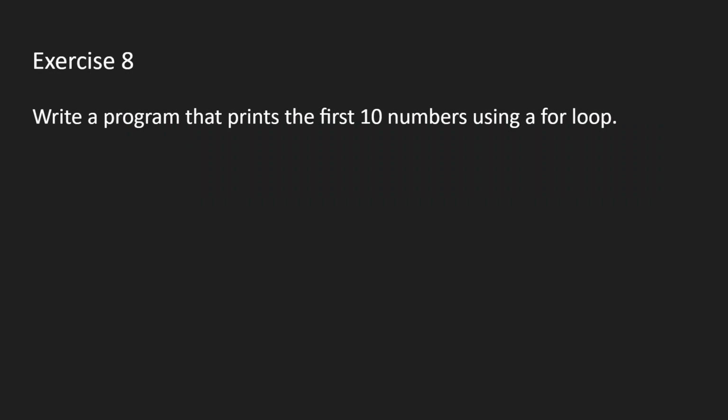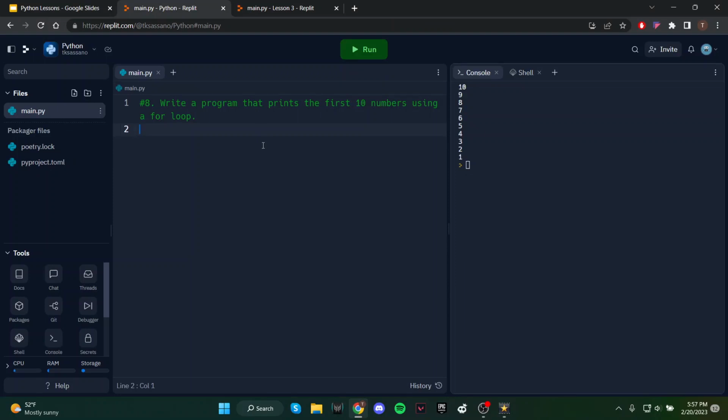Write a program that prints the first 10 numbers using a for loop. So this is pretty simple. We'll just say for, and then our variable, I'll just call it num, and then in, and we need a sequence. So we'll say range, and then 1, but instead of 10, it's 11 because it doesn't include the last number. So this will be from 1 to 10. Print num. So it's not including the 11. We get the numbers from 1 to 10.